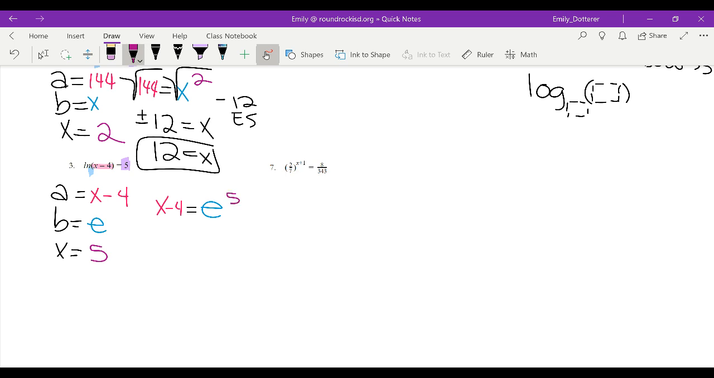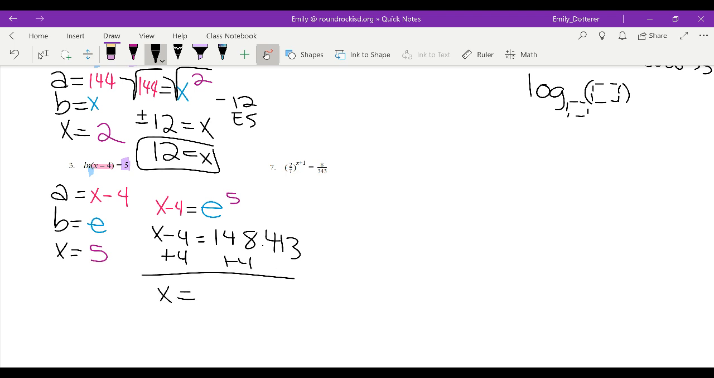All right, so we need to put e to the 5th into the calculator. If we press second and then the natural log button, that'll get us e to the power of, and then we just have to type in 5. So x minus 4 equals 148.413. Add 4 to both sides, and we get x equals 152.413. Double check our answer: natural log, and then if we push second answer, that'll get that whole thing in there, minus 4, and that does indeed equal 5.